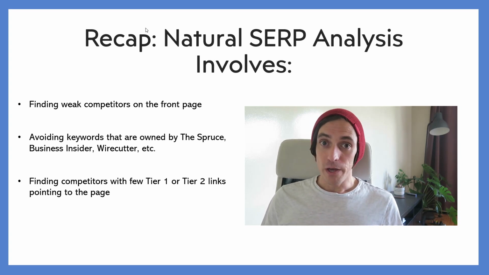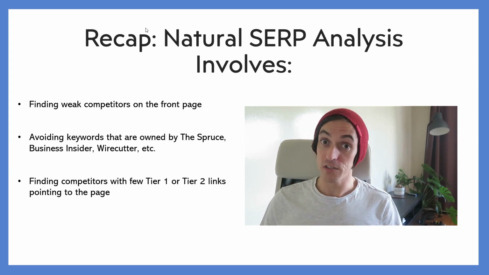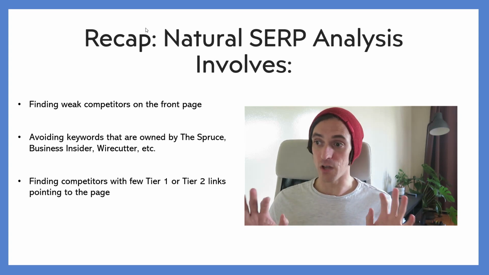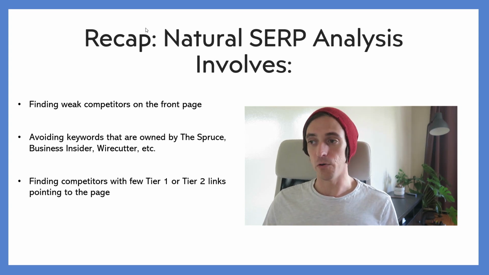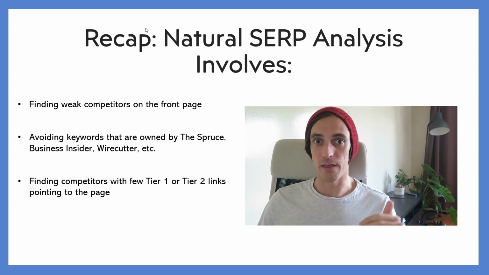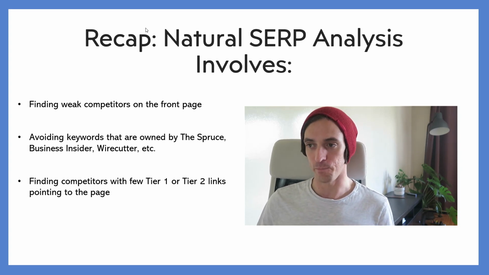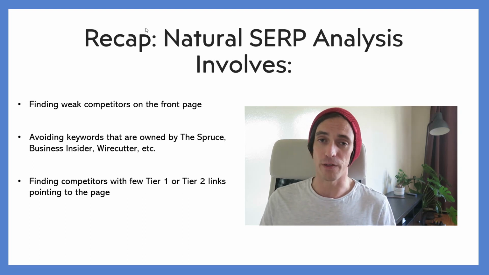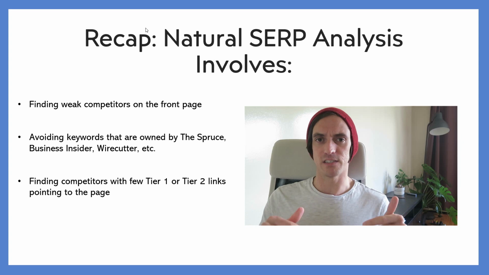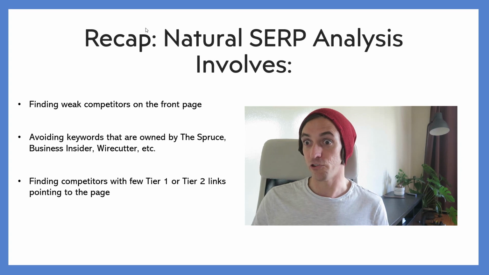Another thing that I always do, I avoid it if the Spruce or Business Insider or Wirecutter are owning those top 3 spots. I'm out. I'm not competing for them because I know that they're big players and they know how to rank for review content. So looking at the front page of the SERPs and seeing who you're actually going to be competing against is incredibly important. And the next one, which is a little bit too advanced for this video, is finding competitors with few tier 1 or 2 links pointing to their pages. I use SEMrush for that. I'll leave a link to SEMrush in the description below. It's not an affiliate link, but it may be in the future, so check.